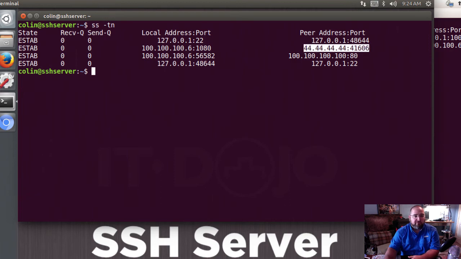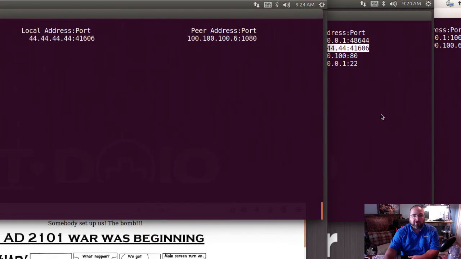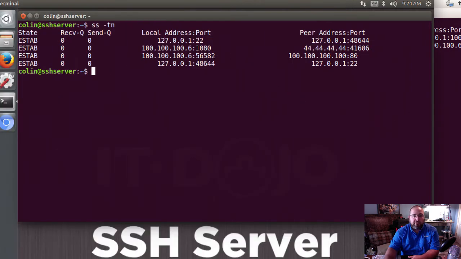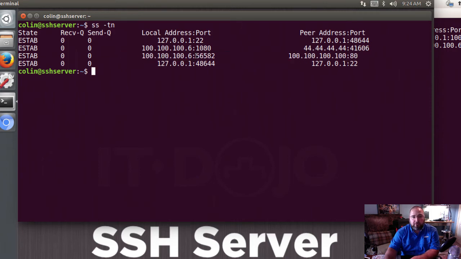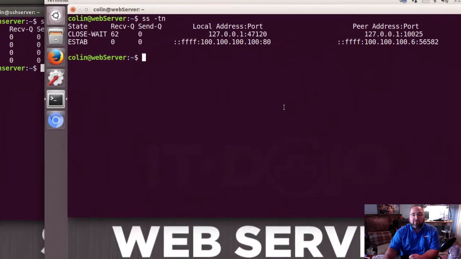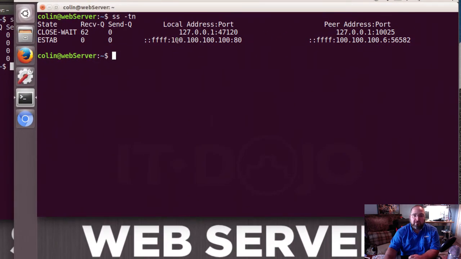44.44.44.44 on the 41606 port, coming here, connecting to its port 1080. And then the SSH server actually has a second connection. This connection is from a different ephemeral port locally, 100.100.100.6, in this case 56582, which is ephemeral, going to the actual web server on port 80. And if we go look at the web server, we can see that the connection to the web server on port 80 is actually coming from the actual SSH server who's acting as our gateway.